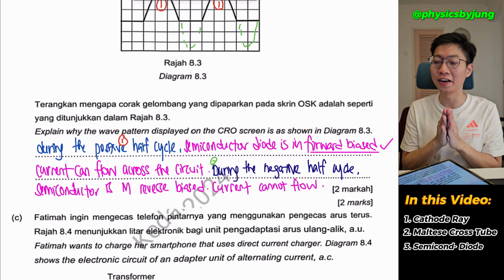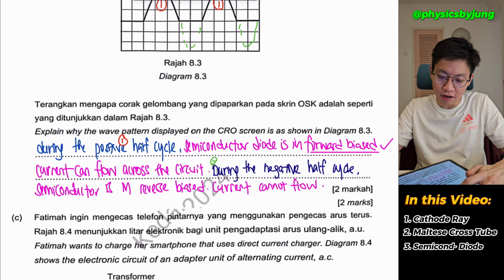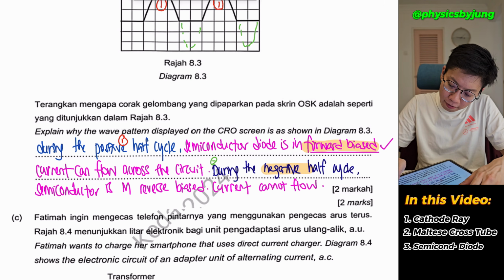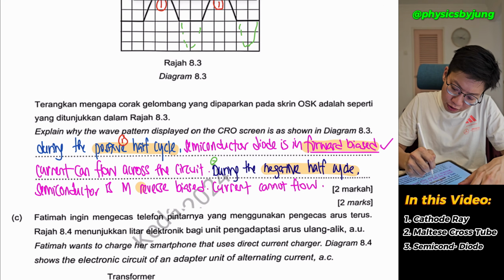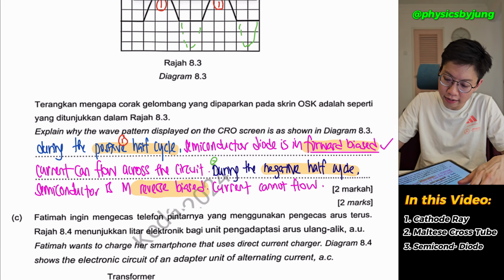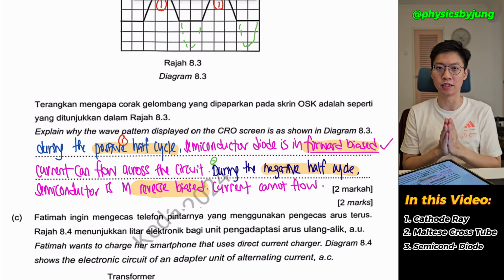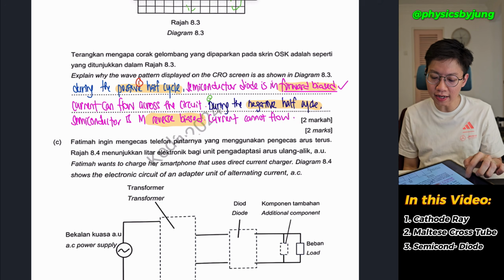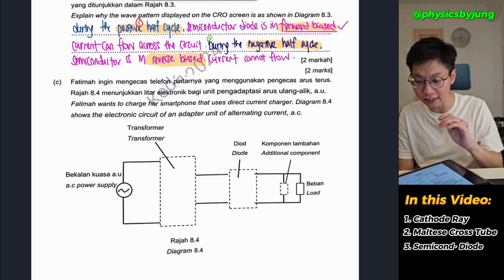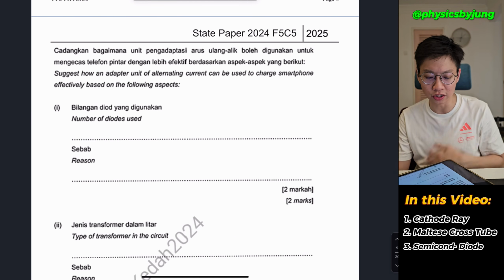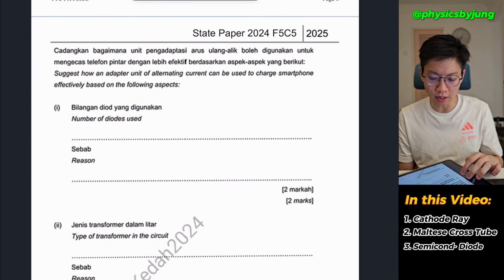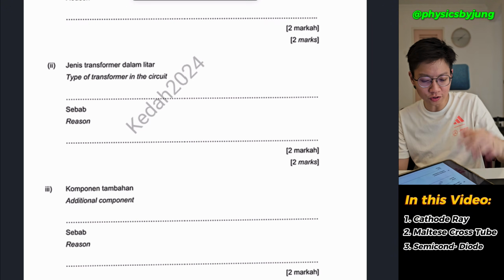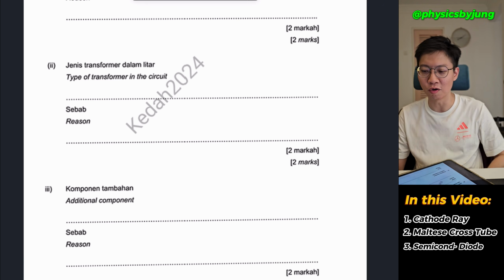Okay, so this is a very important way that they try to use all these terms. So guys, remember, you need to be good in terms, especially for Form 5 chapters. I repeat, Form 5 chapters terms very important. Okay, then after that, now they gave you a transformer and a diode. So this is like a structured question. Okay, so like a structured mini essay question. So what is the number of diode used? What is the transformer? And what is the additional component?